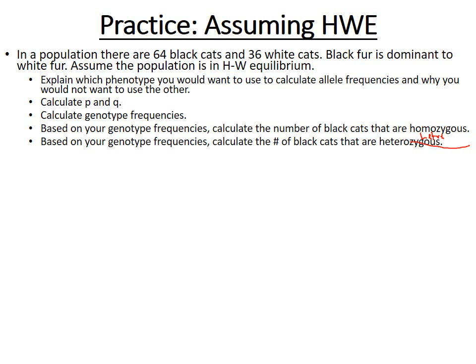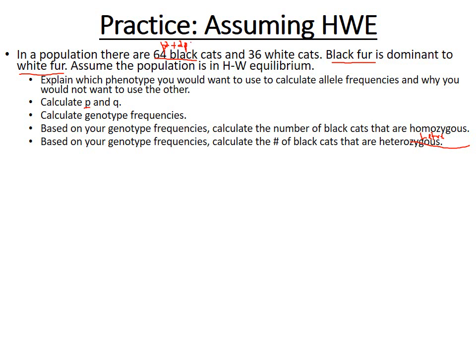And actually, I think I want to walk you through this one. You could try it out, but pause the video and then come back and see it after. So which phenotype would you want to use to calculate the allele frequencies? So remember that black cats are dominant to white cats. The black fur is dominant to white fur. So if I tried to figure out my P by using the black cats, I would be thrown off because black cats could actually have more than one possibility in there. Black cats actually make up the P squared plus 2PQ part of the equation. There's too much going on there.